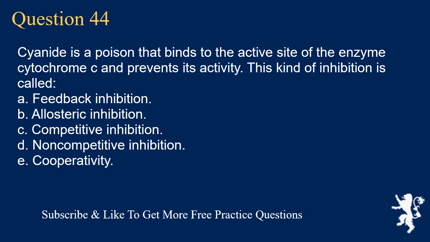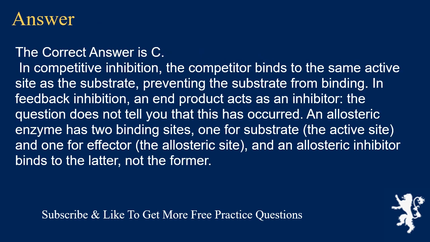Question 44. Cyanide is a poison that binds to the active site of the enzyme cytochrome C and prevents its activity. This kind of inhibition is called A. Feedback inhibition. B. Allosteric inhibition. C. Competitive inhibition. D. Non-competitive inhibition. E. Cooperativity. The correct answer is C. In competitive inhibition, the competitor binds to the same active site as the substrate, preventing the substrate from binding. In feedback inhibition, an end product acts as an inhibitor. The question does not tell you that this has occurred. An allosteric enzyme has two binding sites, one for substrate, the active site, and one for effector, the allosteric site, and an allosteric inhibitor binds to the latter, not the former.